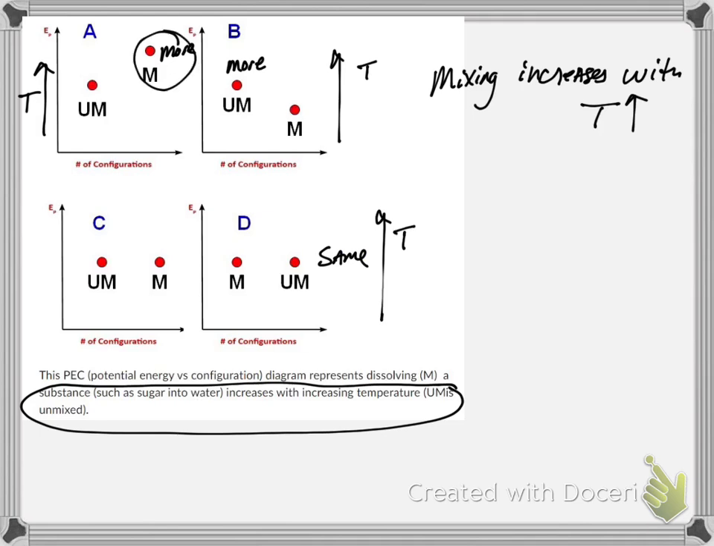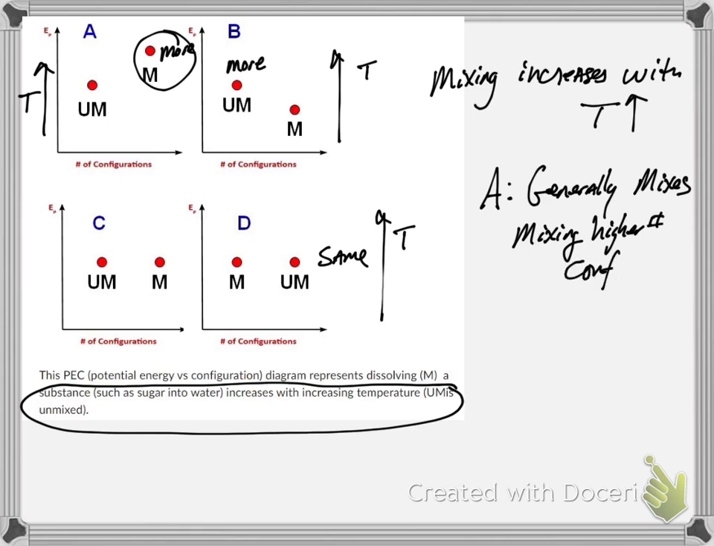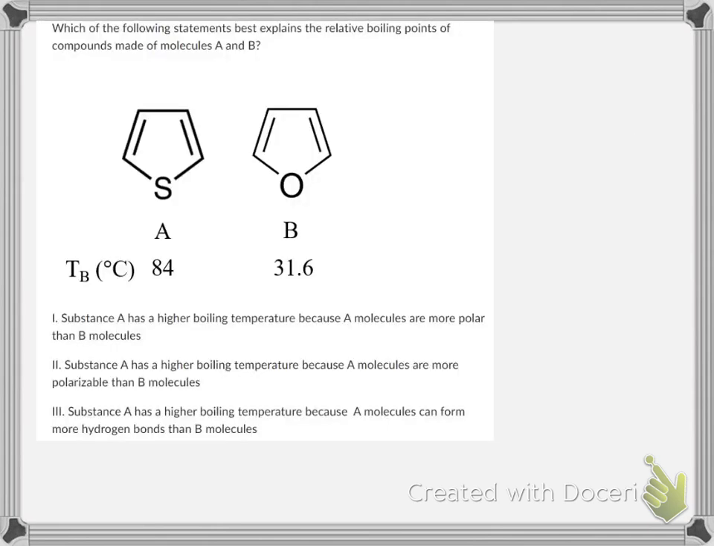So when we look, the bottom ones are the same. So the only PEC diagram that's consistent with mixing increasing as you increase temperature is PEC diagram A. It also tells us that mixing generally occurs because the mixed state is at the highest number of configurations.